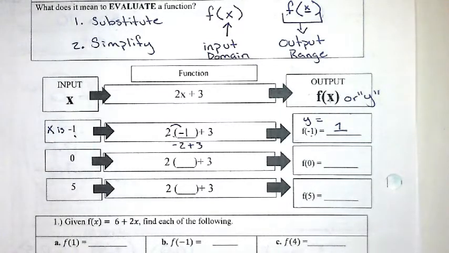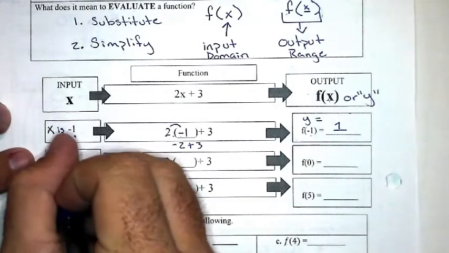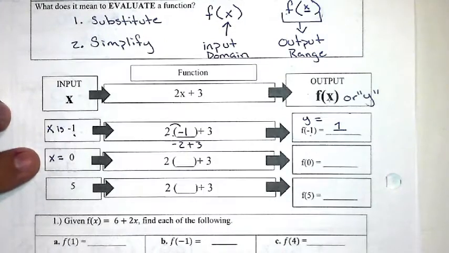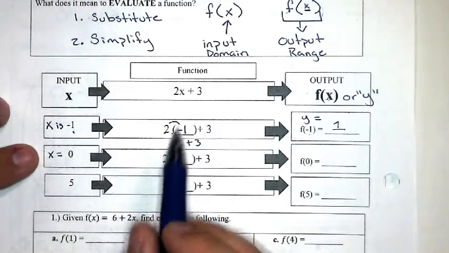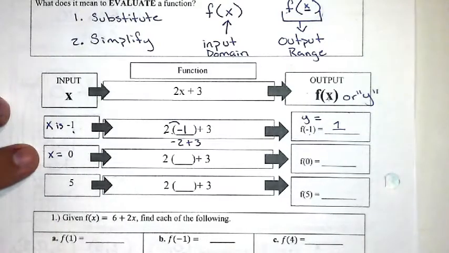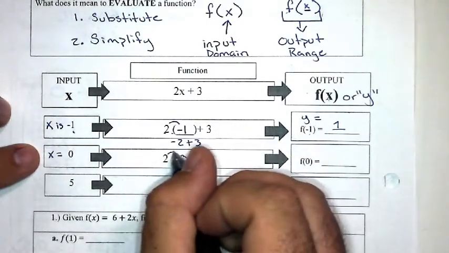Same situation. X equals 0. Evaluate. If x equals 0, and you are given the expression 2x plus 3, what would you do with that 0? Substitute and simplify. What is 2 times 0? What's 0 plus 3?